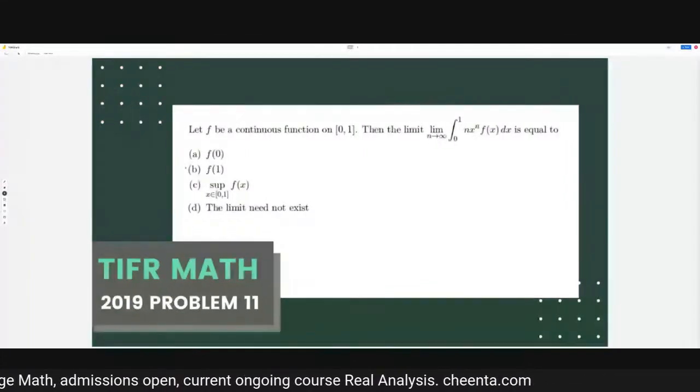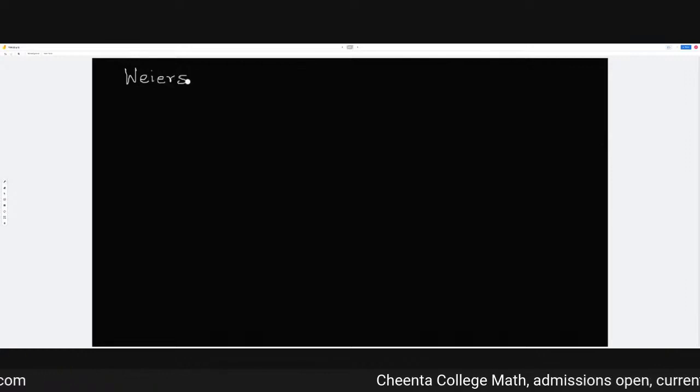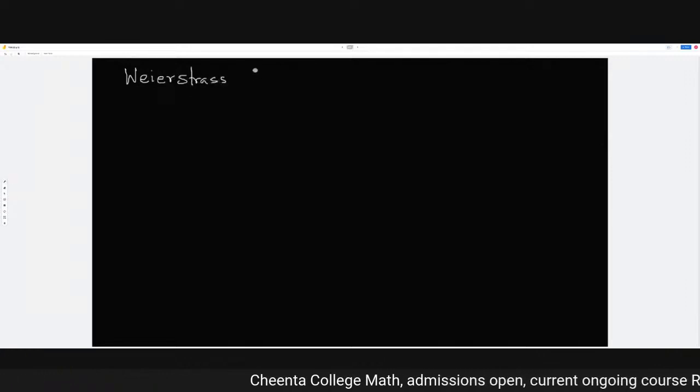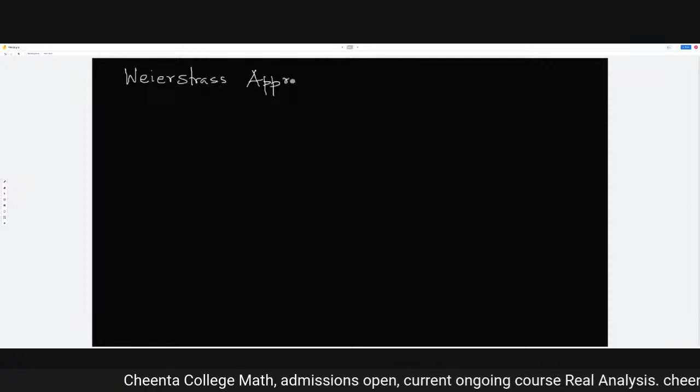So the Weierstrass approximation theorem tells us this.